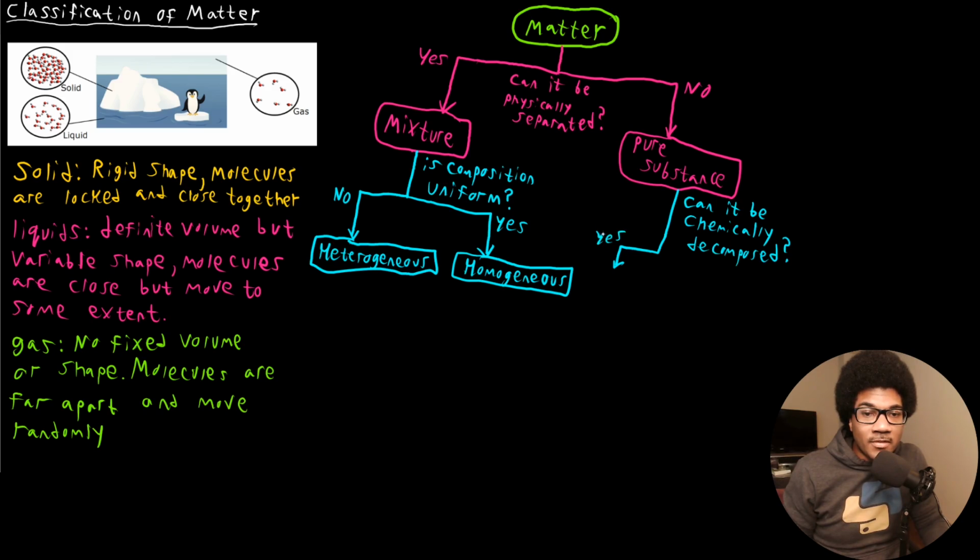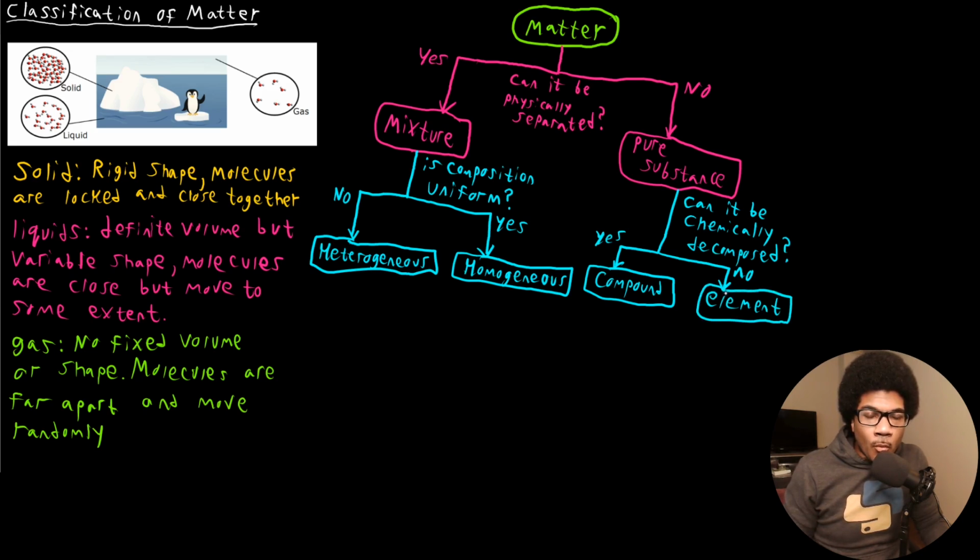If your answer to this is yes, we can decompose it chemically, that means you have a compound. Right? So a compound is a molecule. It's something that's composed of multiple different elements. If you cannot decompose it chemically, if the answer to that question is no, then you have an element. Right, so once you've broken down water into its elemental oxygen and hydrogen, you can't break down those elements any further. But water itself is a compound because you can break down the water into its hydrogen and oxygen components.